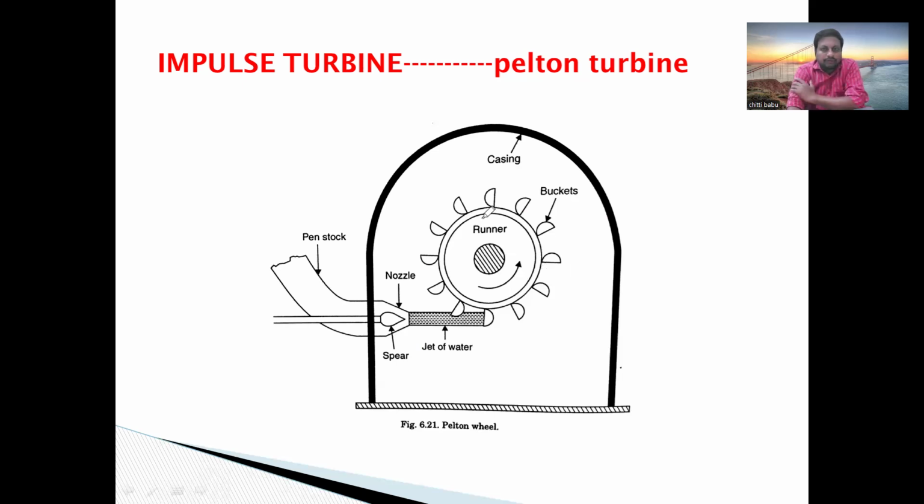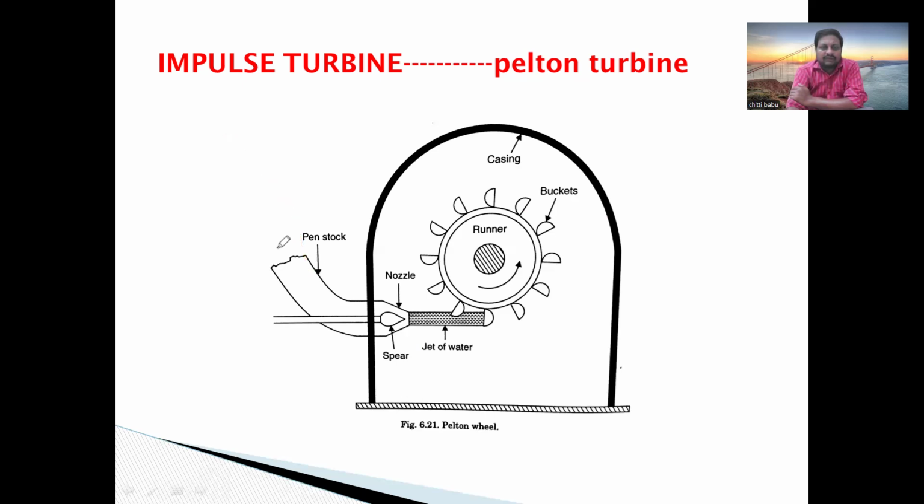On the periphery of the runner we mount the buckets. Then we have the jet of water, and the nozzle and spear arrangement. You may observe the nozzle here, and inside the nozzle we have a spear rod. This is the penstock, a large diameter pipe. The water from the headrace level will be entering into this penstock.